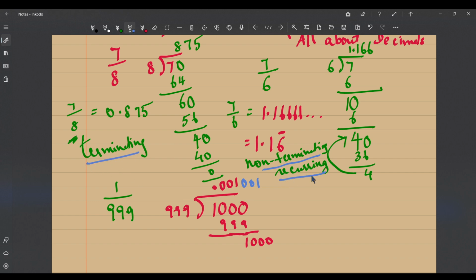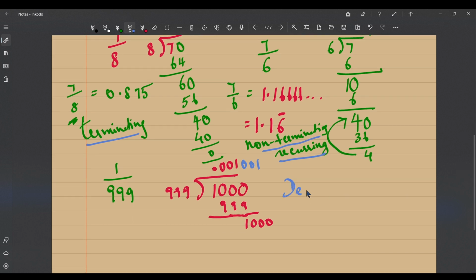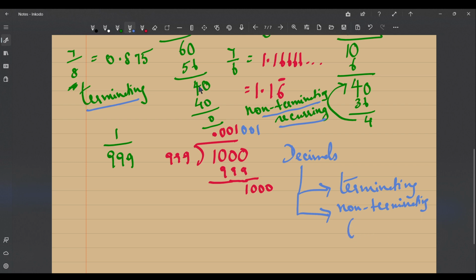So now we have two types of decimals we have seen here. Let us try to classify them. Decimals can be terminating. This is the first one we saw in the case of 7 by 8. And it can also be non-terminating. And in this case, it was recurring, isn't it? It was recurring, that is repeating.